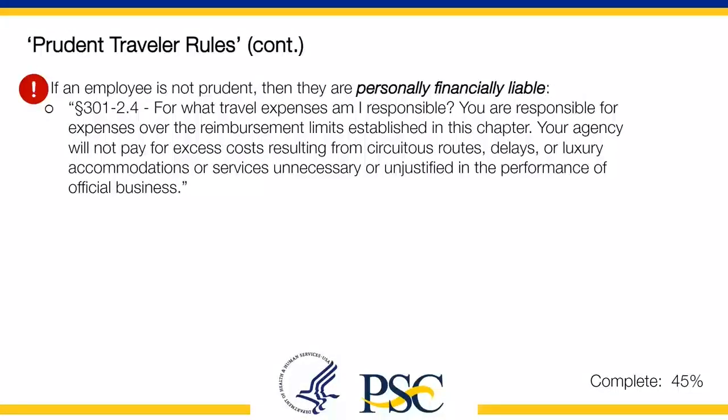If an employee is not prudent, then they are personally financially liable. Section 301-2.4, For what travel expenses am I responsible? You are responsible for expenses over the reimbursement limits established in this chapter. Your agency will not pay for excess costs resulting from circuitous routes, delays, or luxury accommodations or services unnecessary or unjustified in the performance of official business.